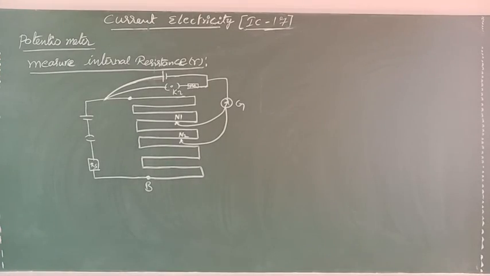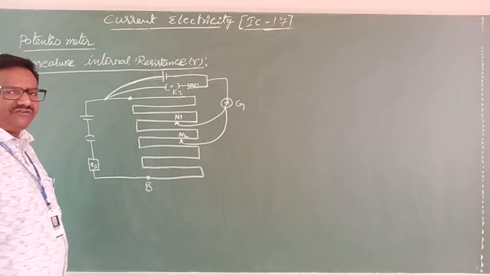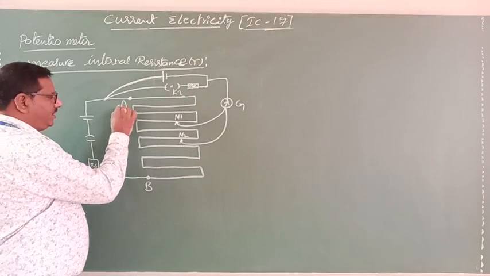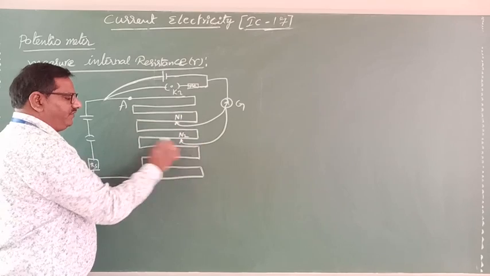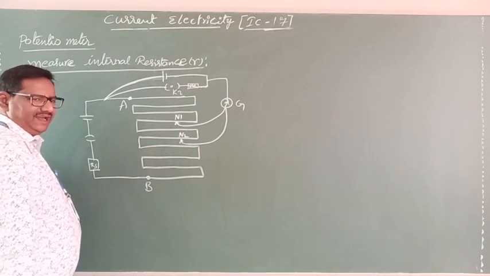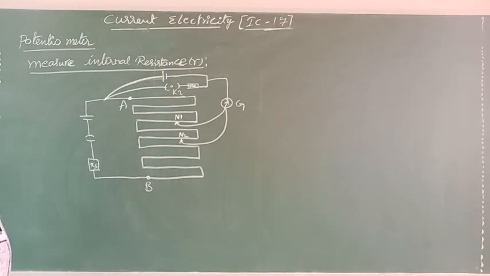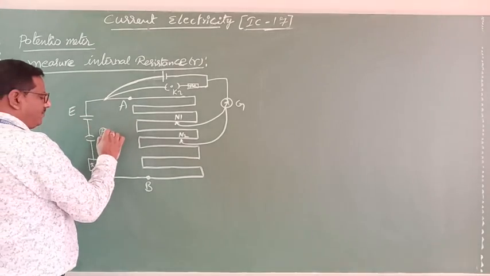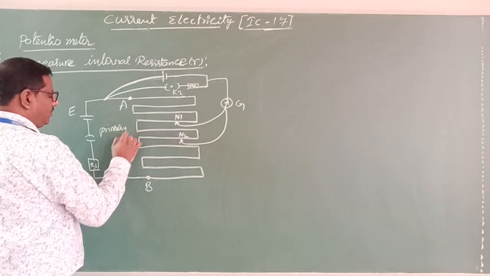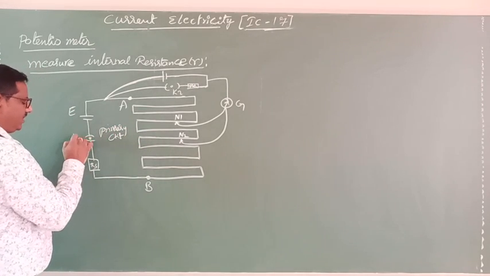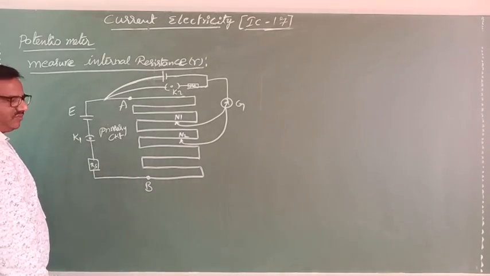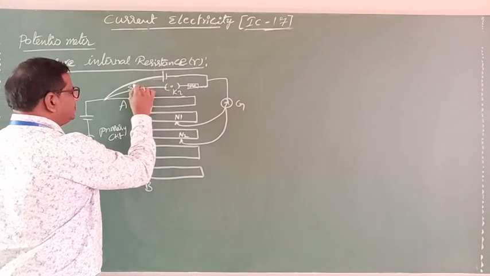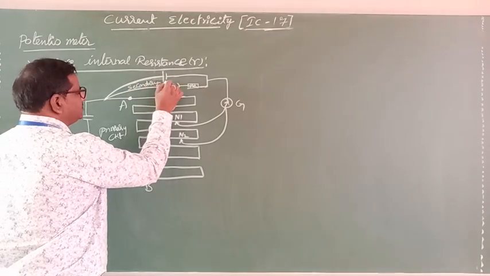The next use is to measure the internal resistance of a given cell. For this, between A and B we connect 10 meters of wire with uniform area of cross section, and one cell is connected in the primary circuit. This is the primary circuit, with K1 and one series resistance between A and B. And from A and B, one more circuit we consider. This is the secondary circuit.